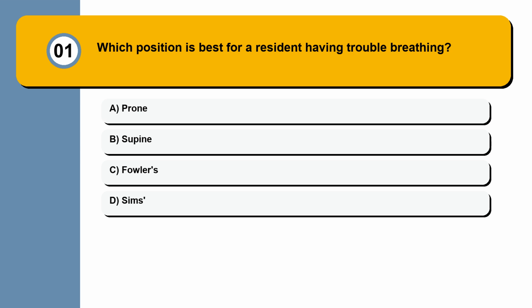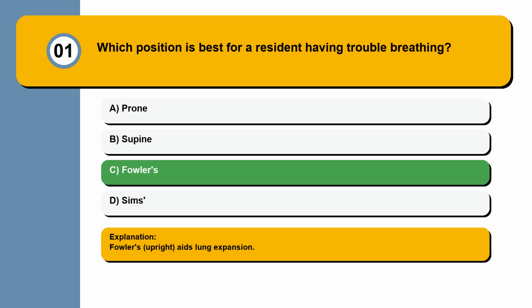Question 1. Which position is best for a resident having trouble breathing? Prone, supine, Fowler's, Sims. Fowler's, upright, aids lung expansion.